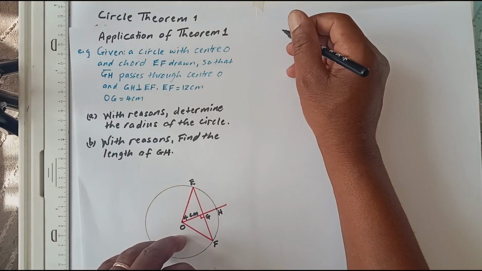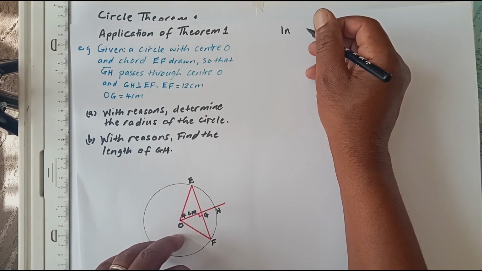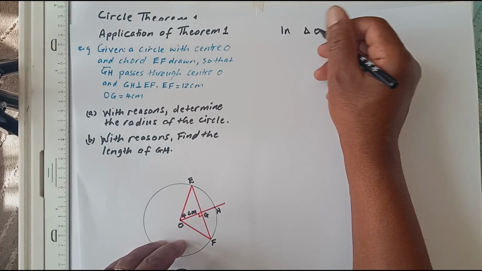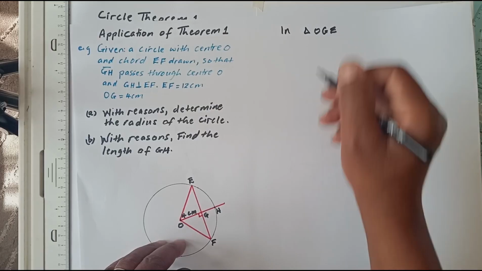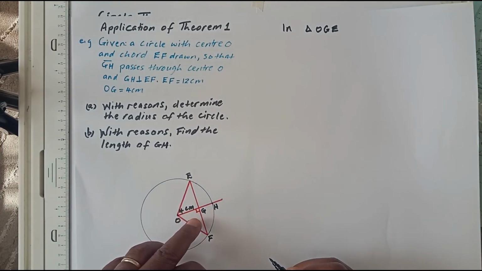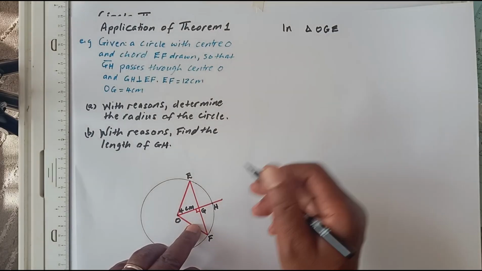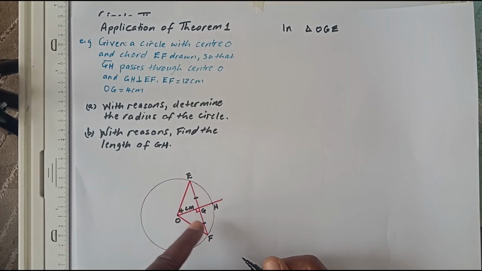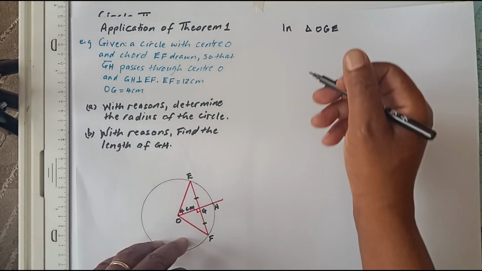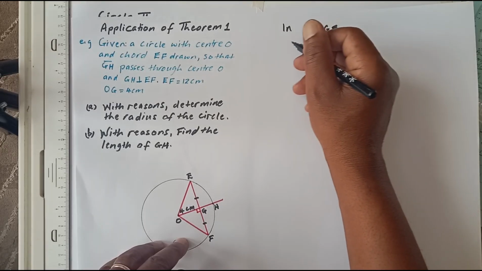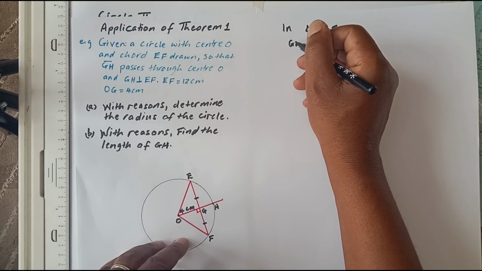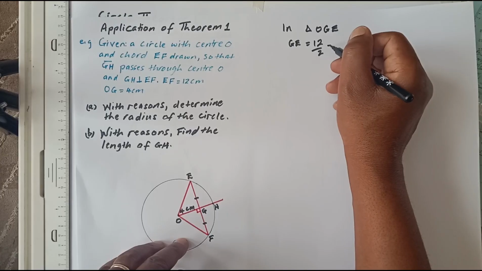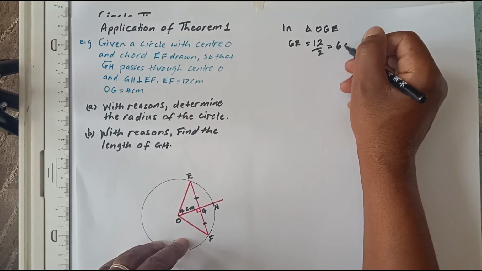Now, it will allow us to pick a triangle. I can say in triangle OGE, EG is equal to FG. Then I can say GE is equal to 12 centimeters divided by 2, which is equal to 6 centimeters.